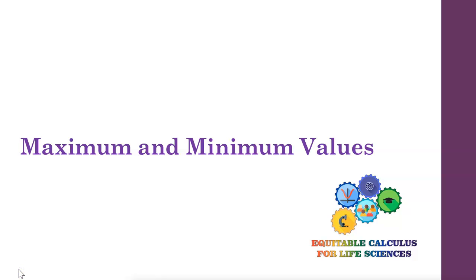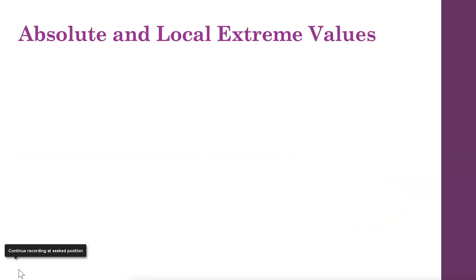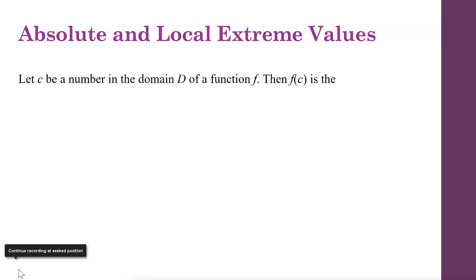As you can imagine, when we look at a function, quite often we're interested in finding its maximum and minimum value. So in this section, we're going to focus on the definition of what we mean by saying a maximum and minimum and how we can go about finding them. We will start by defining what we mean by an absolute extreme value and a local extreme value.